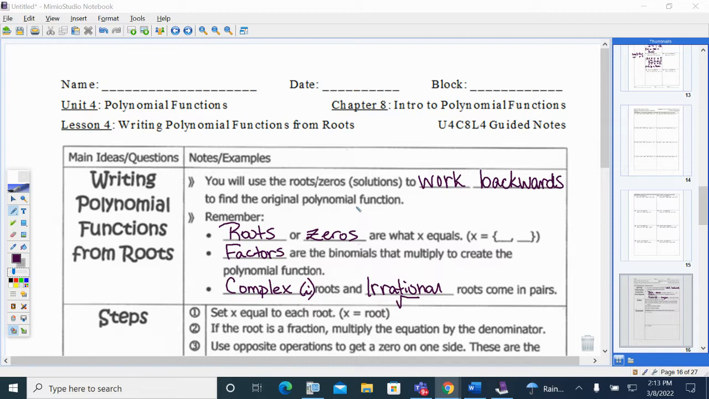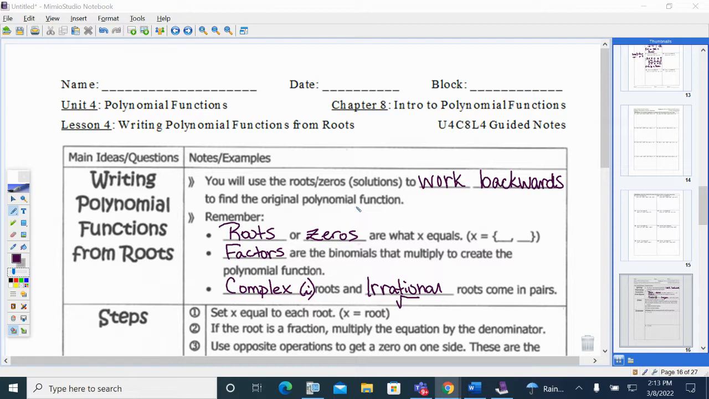Because think about your polynomial functions. We may not have just a quadratic. It might be cubic. It might be quartic. It might be quintic. So these problems can get a little bit longer. In the notes here, it says you will use the roots or the zeros, which of course are your solutions, to work backwards to find the original polynomial function.